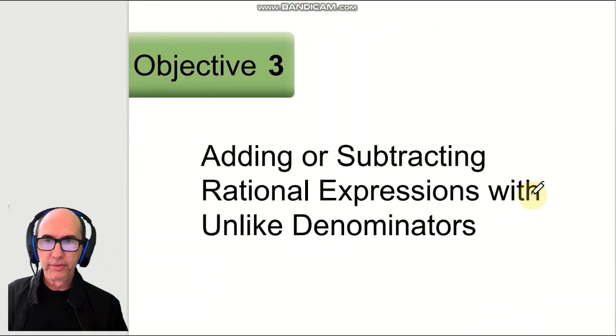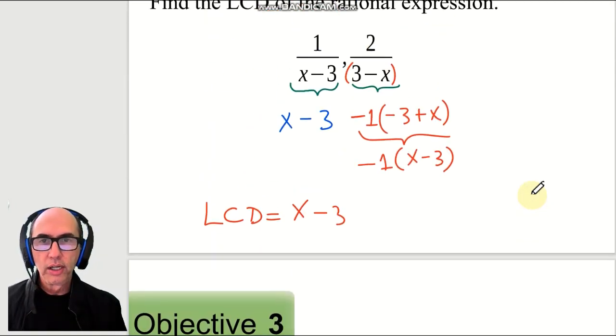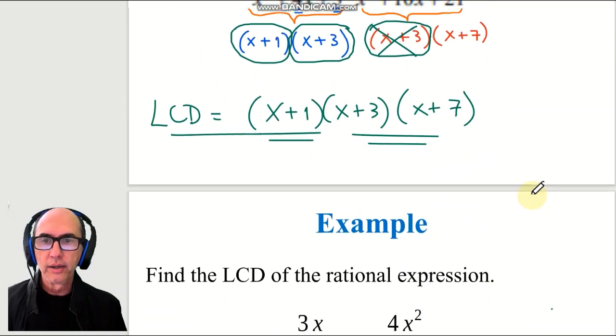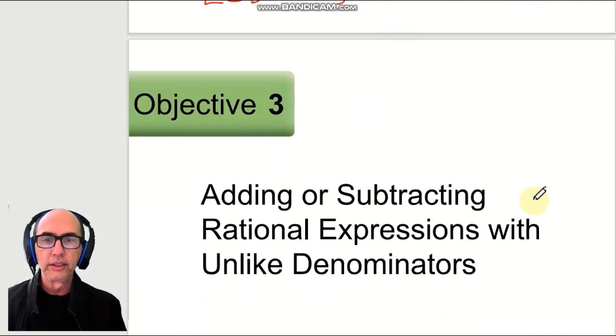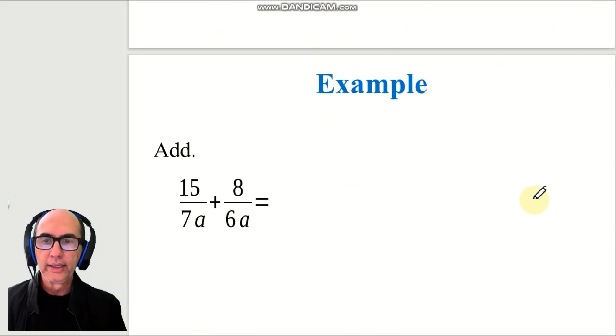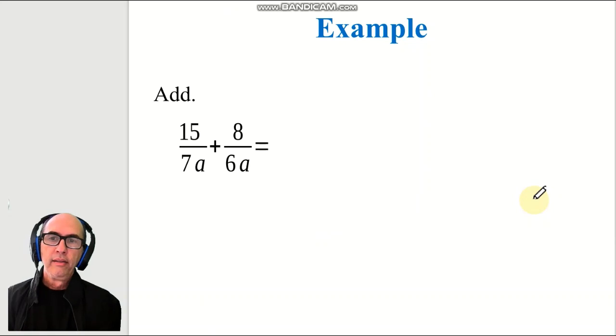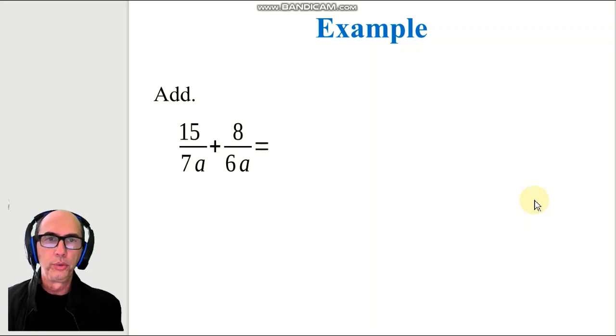Next objective, adding and subtracting rational expressions with unlike denominators. The whole work we've done here to find the least common denominator will pay off, because we will now use it to add or subtract fractions that have different denominators. The first thing you always will do when you have different denominators is find the least common denominator.